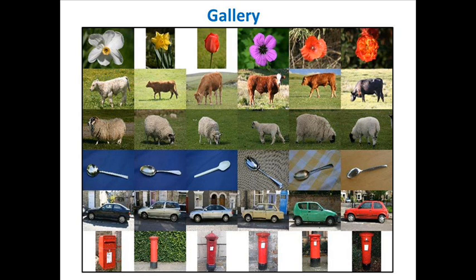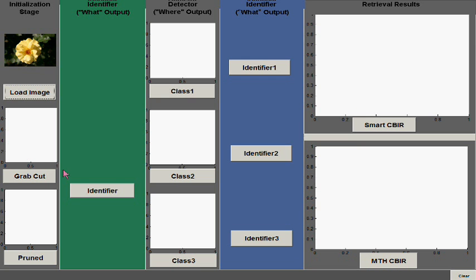Our repository has about 8 different classes of objects like flowers, cars, bicycles, post boxes, spoons, and so on. The image samples in the gallery are organized in groups of different categories of the object present in the scene. We first pass the query input image through an unsupervised segmentation process, GrabCut. Without any prior information of class or training, this process attempts to segment or detect the foreground object from the environment of the query image.